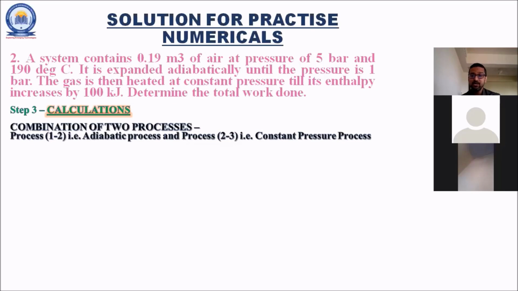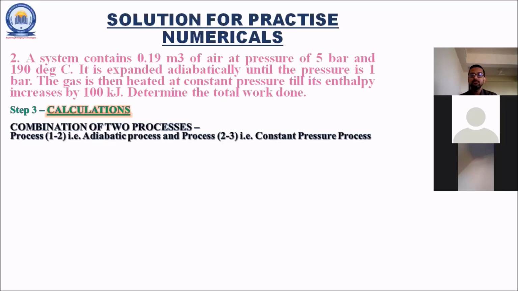It is then expanded adiabatically. So we are given the adiabatic process, that is process 1 to 2, until the pressure is 1 bar. So at the end of the adiabatic process, the pressure becomes 1 bar. So we take P2 equal to 1 bar, converting this value into Pascal. Then the second process starts. The gas is then heated at constant pressure. So now the new process is the constant pressure process, till its enthalpy increases by 100 kilojoule. For the constant pressure process, we have only one value, that is delta H equal to 100 kilojoule. Converting this value into joule.